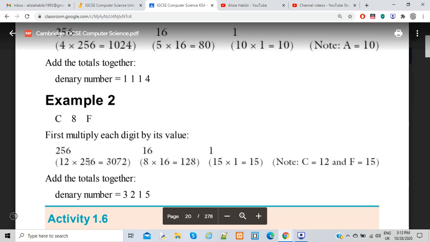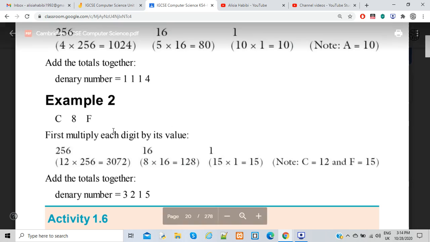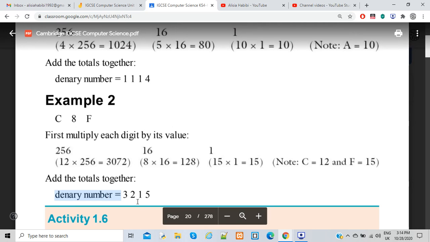So 12 times 16 to the power of 2, which is 12 times 256, gives us a total of 3072. And then 8, of course, is multiplied by 16 and we get 128. And 15 is multiplied by 1 because 16 to the power of 0 is 1, and we get 15. When we add up all these values, we get a total of 3215.